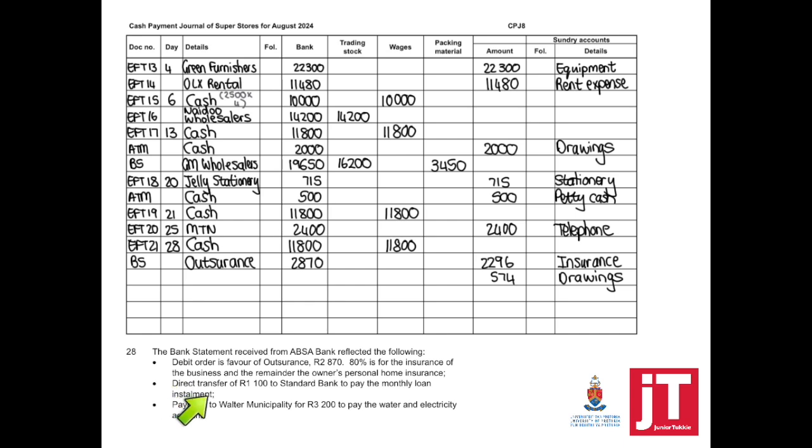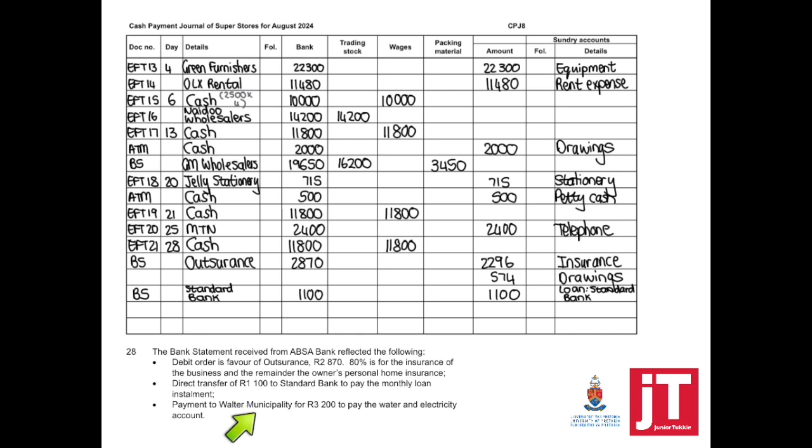The second bullet, direct transfer of 1,100 to Standard Bank to pay the monthly loan installment. Please remember our source document, bank statement. We've received the bank statement from Absa, but who did we pay? We paid Standard Bank. How much? 1,100. For what reason? Loan. And I have to specify the name of the bank again.